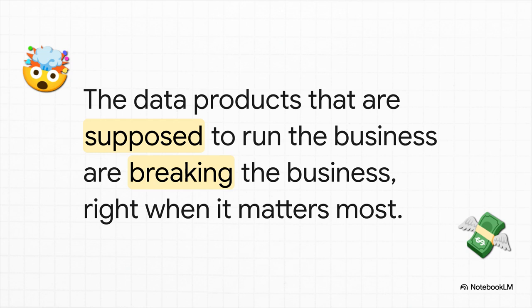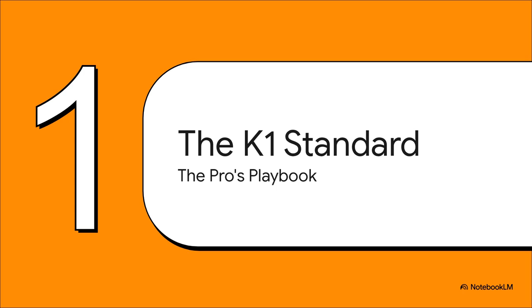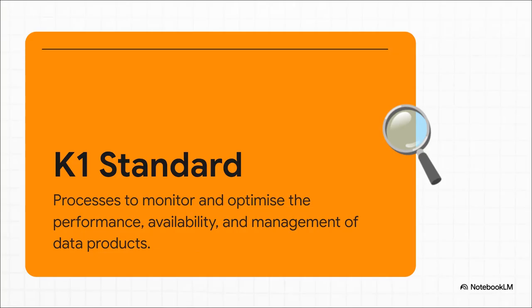It's a revenue problem. So how do we fix this kind of chaos and make sure it never, ever happens again? Well, this is exactly where the K1 standard comes in. It's not just some abstract theory, it's a professional playbook for taking real ownership of our data products. Now, officially, K1 is all about the processes to monitor and optimize your data products.